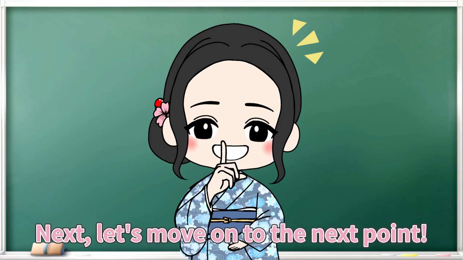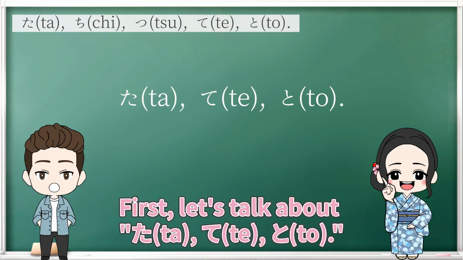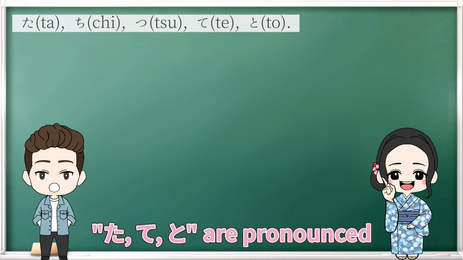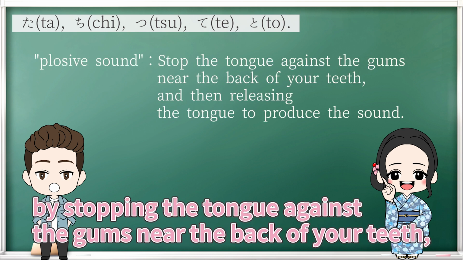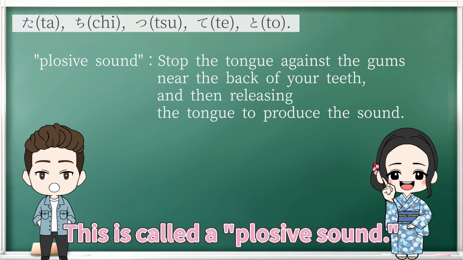Next, let's move on to the next point. Finally, I will explain the pronunciation of the ta line. Yes, please. First, let's talk about ta, te, to. Ta, te, to are pronounced by stopping the tongue against the gums near the back of your teeth, and then releasing the tongue to produce the sound. This is called a plosive sound.